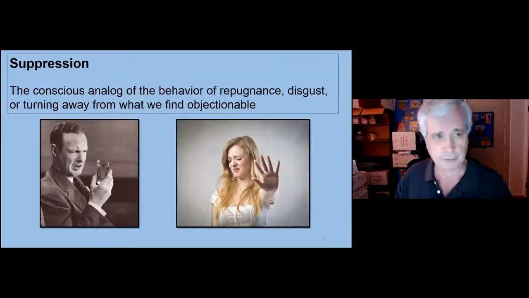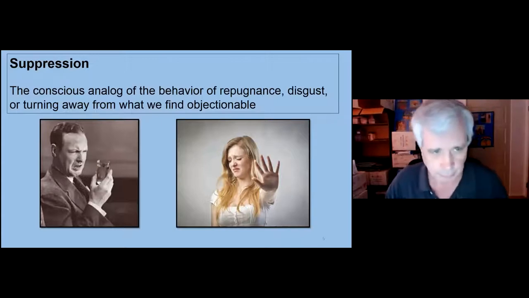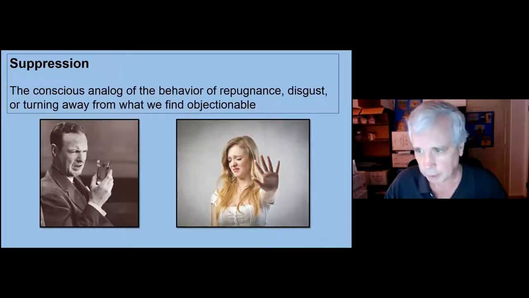So let's get back to this idea of suppression. What is suppression? Suppression, defined in Jaynesian terms, is the conscious analog of the behavior of turning away from something that repels us, anything that disgusts us. That behavior, of course, happens at the conceptual and perceptual level.